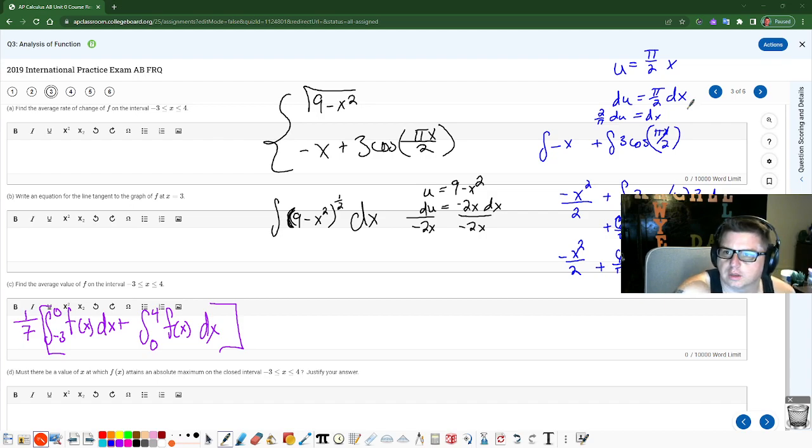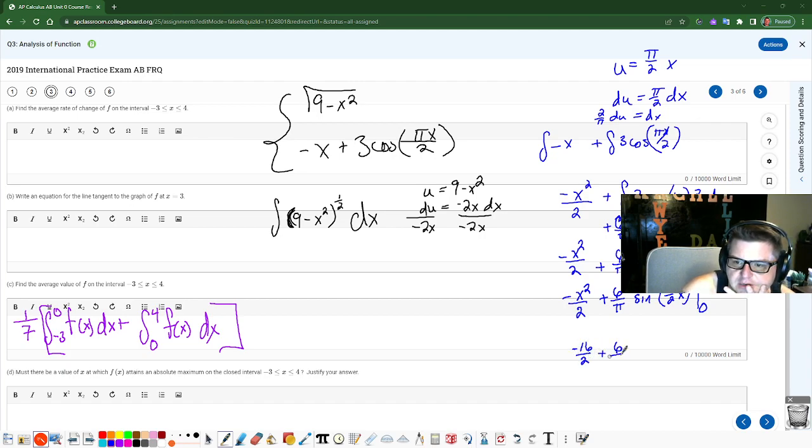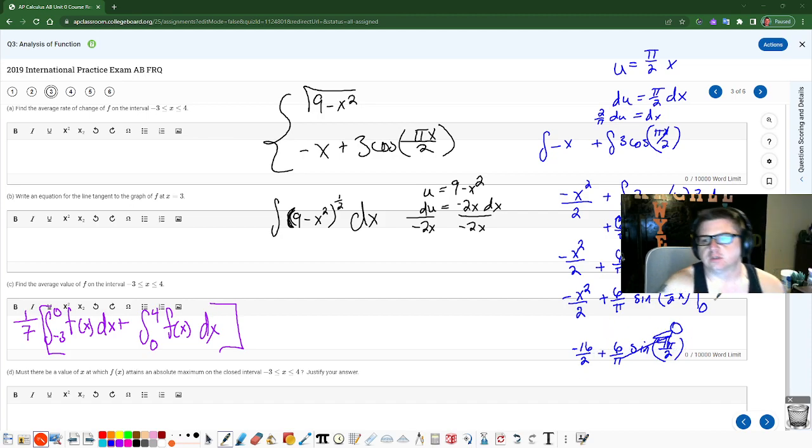And then the u we can substitute back in is pi over 2x. Put the sine in there, 6 over pi, and then x squared over 2. And then we have to do that from 4 to 0. So we're going to plug 4 in, then we're going to plug 0 in. So we're going to get 16 over 2 plus 6 over pi sine of 4 pi over 2, which was 2 pi, which we did a long time ago. That's 0. So this is f of 4, and then we have to do f of 0 now.